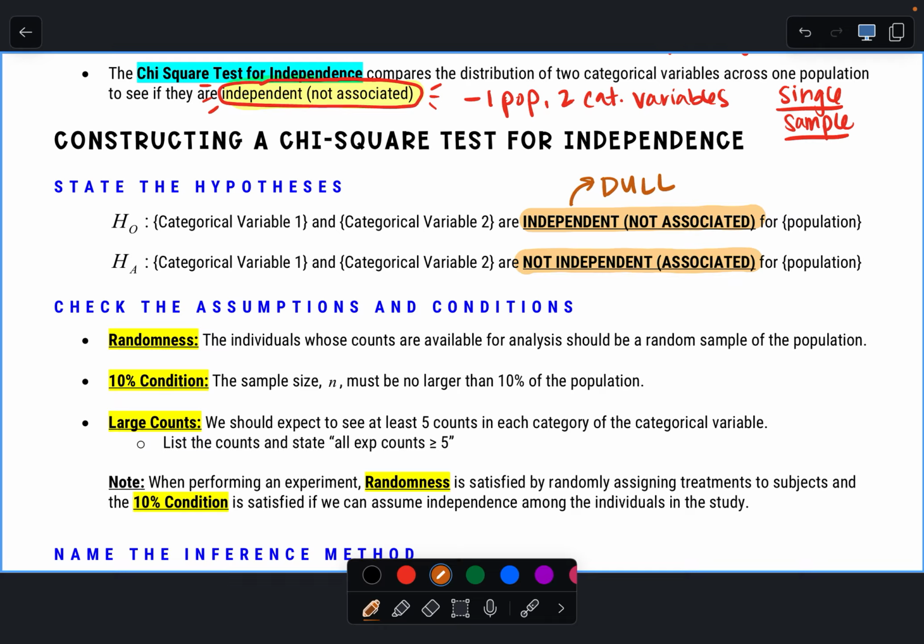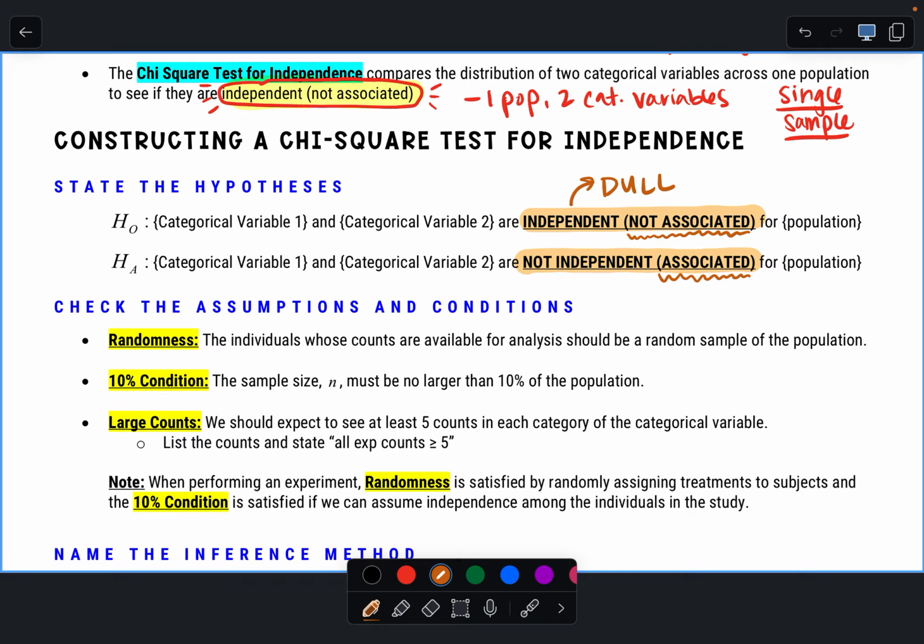Typically, you get to choose whether you want to use the word independent or associated. I tend to favor associated because it makes a little more sense whenever you're trying to relate the two variables to each other. If you like independent and you want to use independent because that's the name of the test, you can. I just find that more people write them correctly with the associated word.